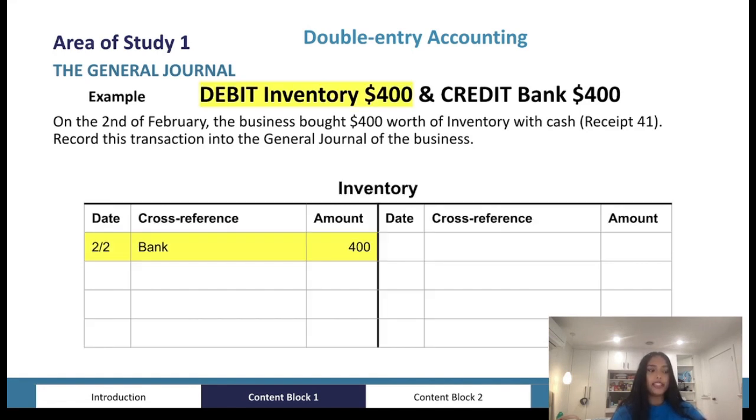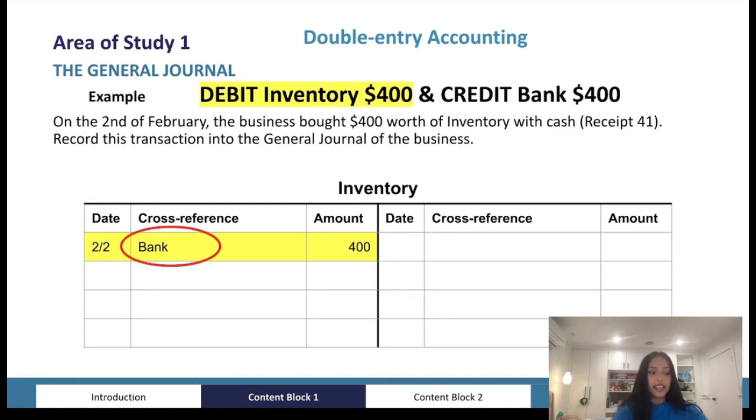So firstly, we'll debit inventory. Inventory has its own ledger account because it is a separate element within the business. It's a current asset, an inventory account. So for this transaction, we're using the inventory ledger account. And because we're debiting inventory, the transaction has been posted to the left side of the ledger account, which is the debit side. You can see the transaction date is under date and $400 is under amount.